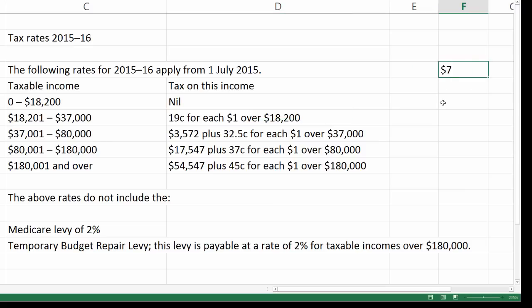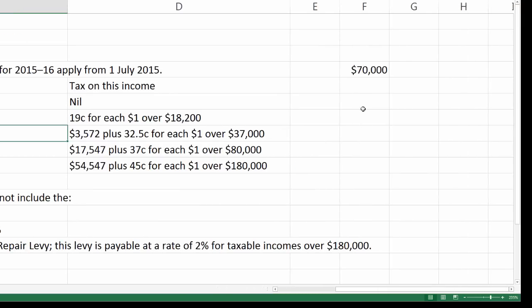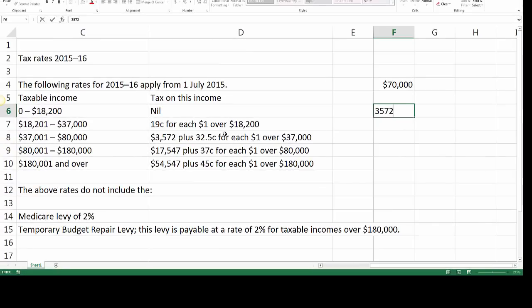Let's say we have someone earning $70,000. What we calculated is that someone earning 70k is in this 37 to 80k band. So the first part of tax they pay is the 3,572, remember, in that band. Then they're going to pay 32.5% on the bits over 37 to 80k. So what we need to work out, of course, is $70,000 minus $37,000, which leaves us with $33,000 to be taxed at that 32.5 bracket.